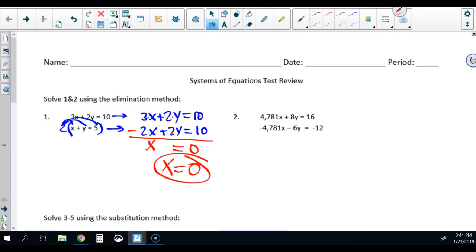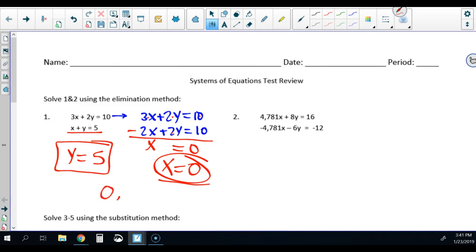We've got to go back and find the y. Take any one of these equations. I want to take the original one, since this looks to be the smallest, easiest. x plus y equals 5, but x is 0. So 0 plus y equals 5. Well, 0 isn't necessary there. 0 is nothing. It's just y equals 5. x is 0, y is 5, which can also be written as an ordered pair, like that.